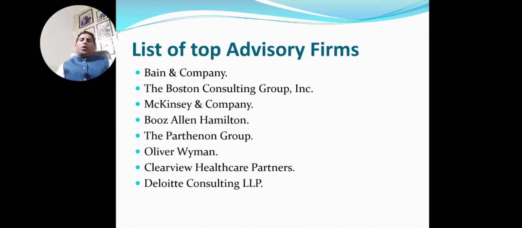List of top advisory firms. Number one is Bain and Company, then the Boston Consulting Group, and you can see on the screen that Booz is there, Oliver Wyman is there, and you can see that Deloitte Consulting is there. So these are the top advisory firms in the world.